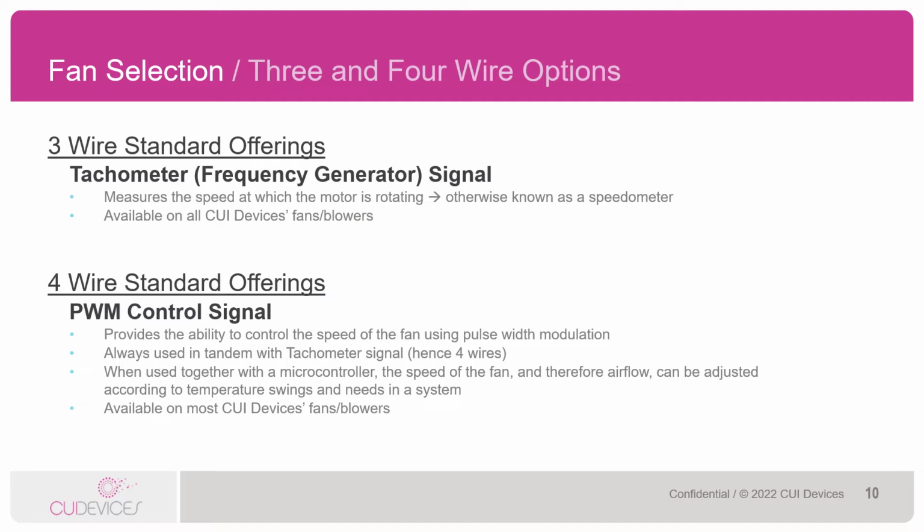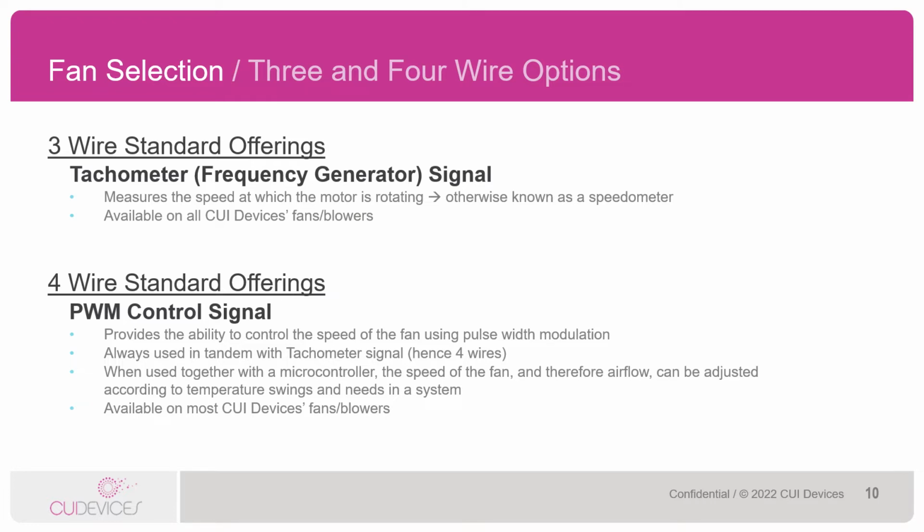When it comes to three-wire products, the most common third wire seen in the market is a tachometer, also known as a frequency generator, signal wire. A tachometer signal measures the speed at which the motor is rotating. It can be thought of as essentially a speedometer for your fan or your blower. This third wire option is available on all CUI Devices fan and blower products.